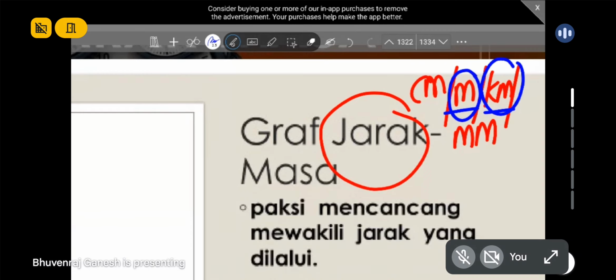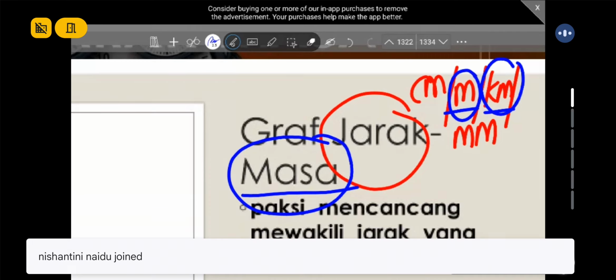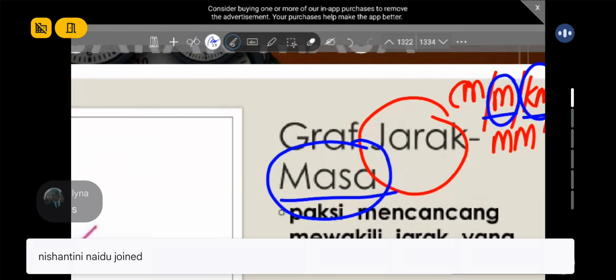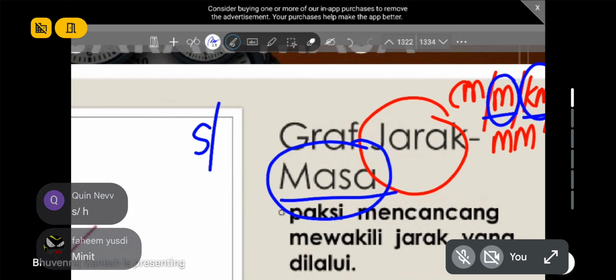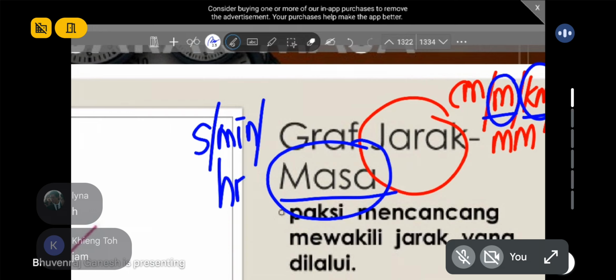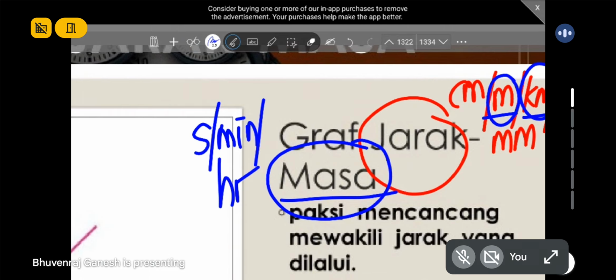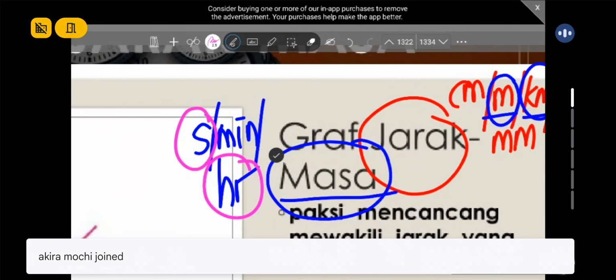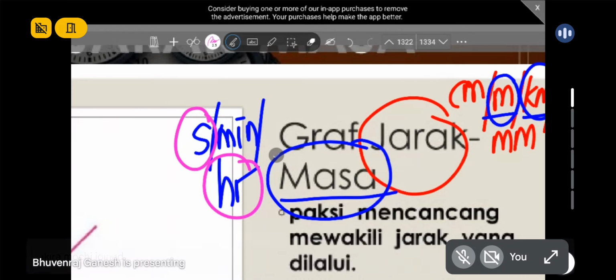Alright. So time, masa, apa unit dia guys? Biasanya kita guna. What are the famous units? Second, minute, hour. Saat, minit, dan jam. Normally the question will ask second and hour. Yang biasanya soalan tanya. These two are the common ones.